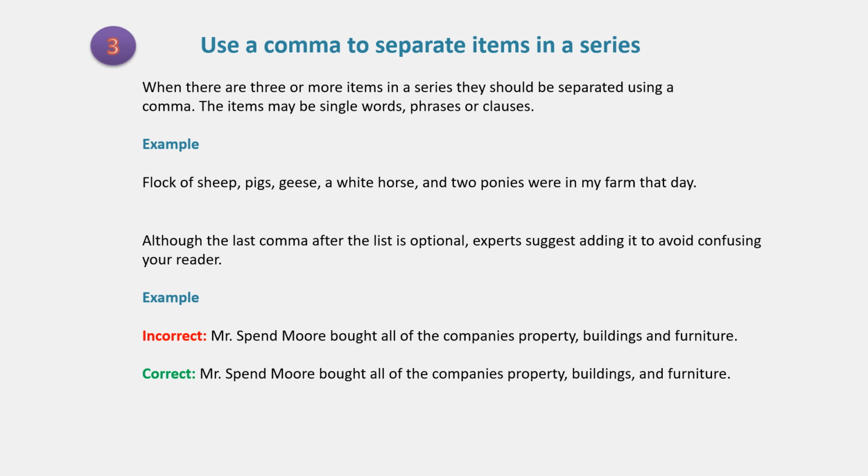So looking at the first sentence, it seems the property contains or includes the buildings and the furniture, but adding a comma after buildings makes the reader understand that Mr. Spenmore bought the property, the buildings, and the furniture of the company.